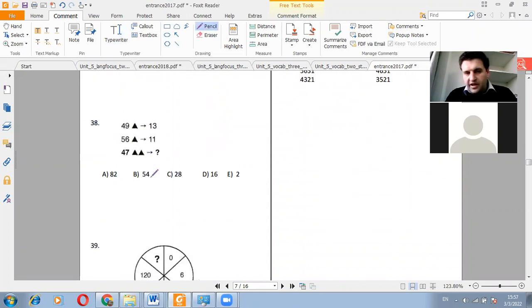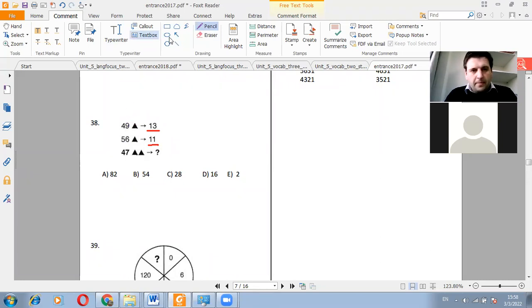Okay, question 38. We have 49 and then a black triangle here, and then the result is 13. I always tell you that the results here are correct. There is nothing wrong with them. We need to look at the numbers here and what possible operation this symbol represents. We need to find this thing.